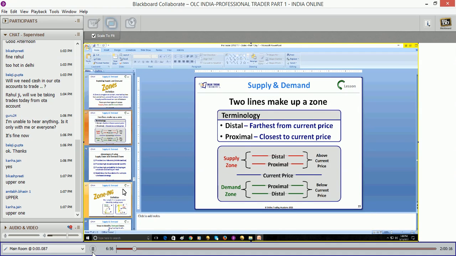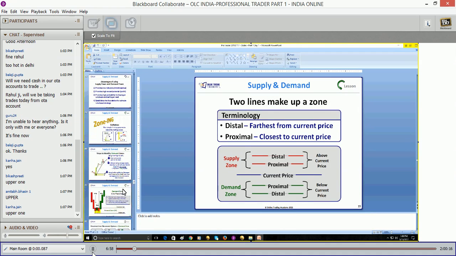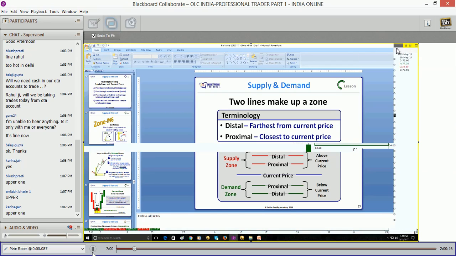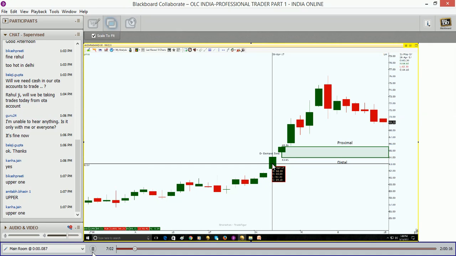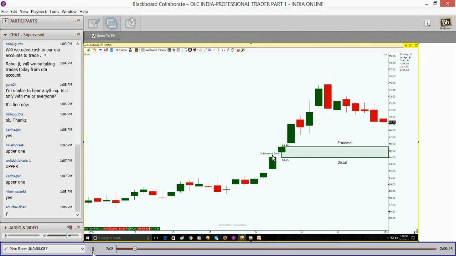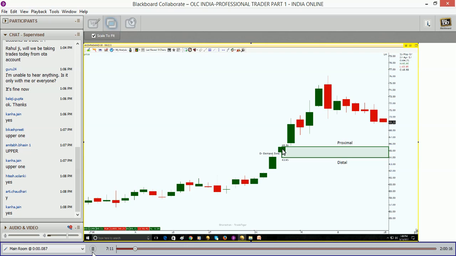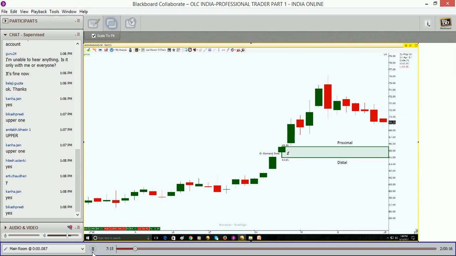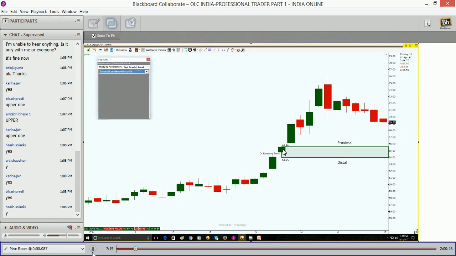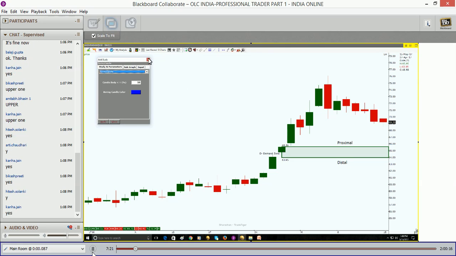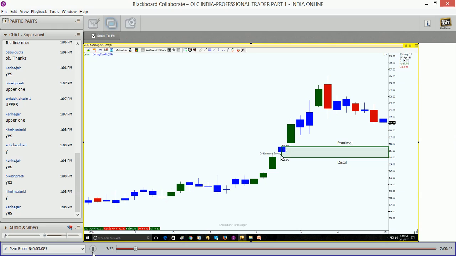Also, we give certain names while marking our zones. Now, this green candle, would you all agree that this is a rally? This green candle, would you all agree it is a rally? This candle, this boring candle, would you all agree it is called as a base candle? This boring candle, I'll change the color so that all of you are clear. This boring candle in the center is called as a base candle.